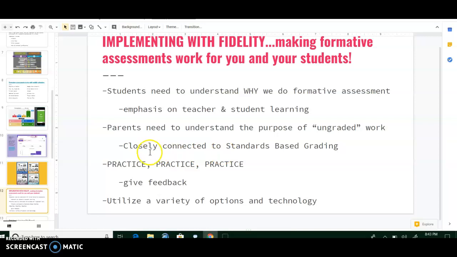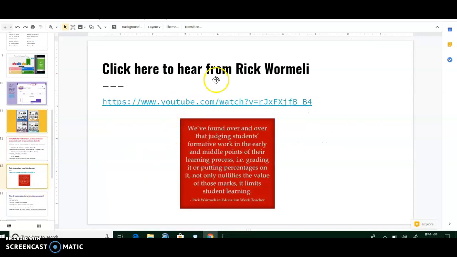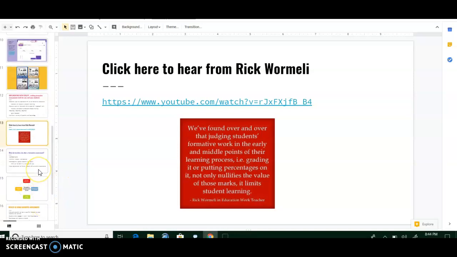and it helps connect to standards-based grading. To do this, you have to practice, practice, practice. So use a variety of formative assessment styles that will make class fun and exciting. Give feedback, get them used to demonstrating their learning without seeing that on a report card. Utilize a variety of options and technology. Again, that'll keep your class exciting. I attached a link to Rick Wormelli and his little tidbit on formative and summative assessments.